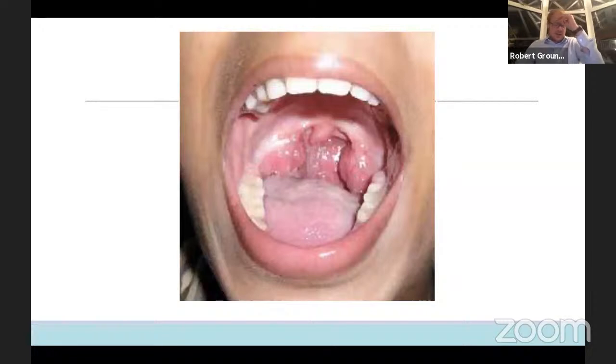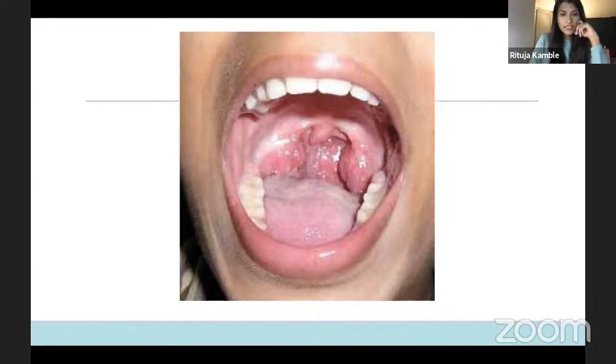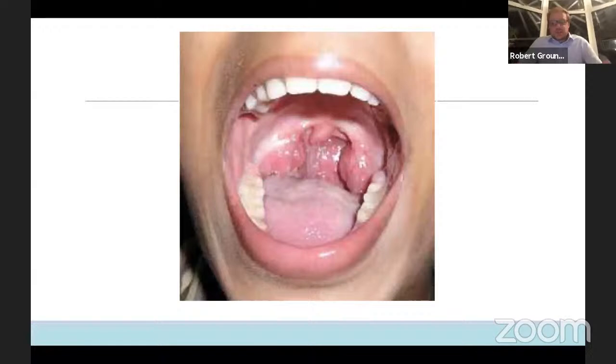This patient here, again, I'll throw that out there. Anyone want to comment on whether you'd be worried necessarily looking in that mouth? Anything in the comments, Rutuja? Yep. So we've got people saying yes, they're worried. Actually, this is a completely normal throat.